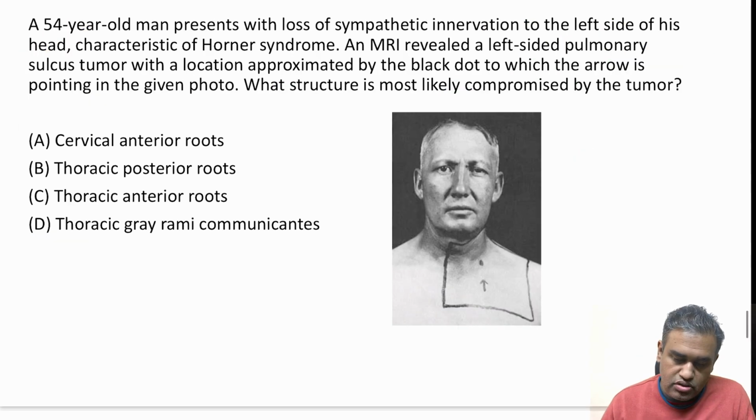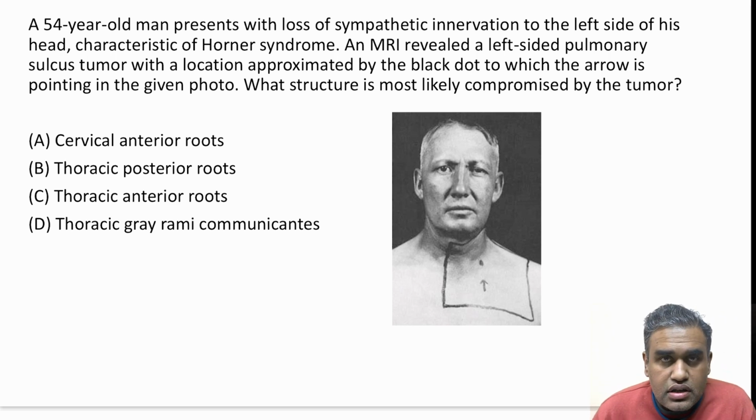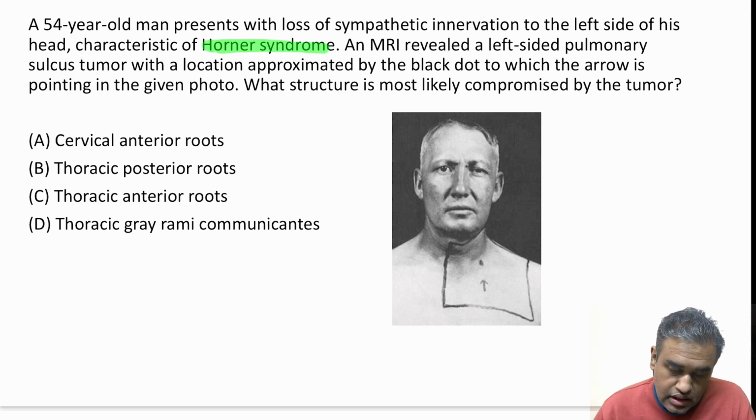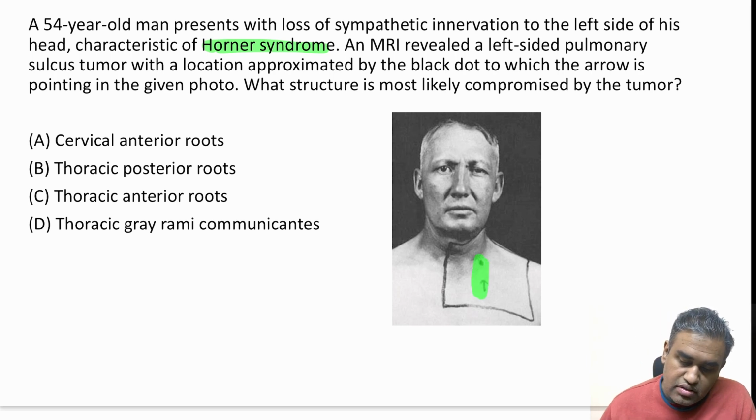Okay, now coming to the next question over here. A 54-year-old, listen to this question very carefully, it's quite a basic question. 54-year-old presents with the loss of sympathetic innervation to the left side of his head, characteristic of Horner syndrome. Okay. MRI revealed a left-sided pulmonary sulcus tumor with a location approximated by the black dot to which the arrow is pointing. You can see this over here, this black dot towards where the arrow is pointing.